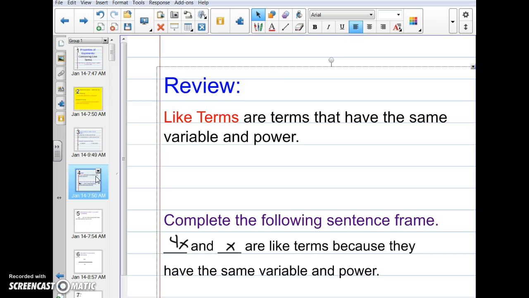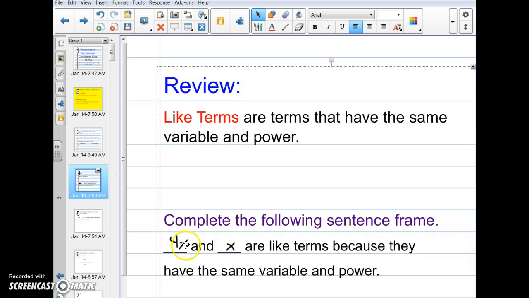Alright, so review. Like terms are terms that have the same variable and power. On the mid-unit review last week, I asked you guys to write this down for me. And some of you looked it up on the internet, and some of you took out your notes from last semester and found it there. So I have a sentence frame down here that I've already completed for you guys. 4x and x are like terms because they have the same variable and power.